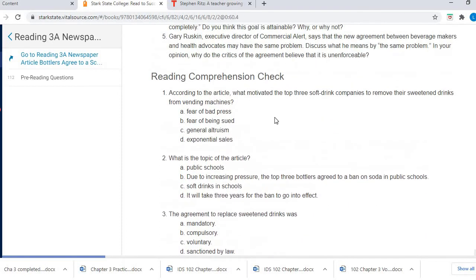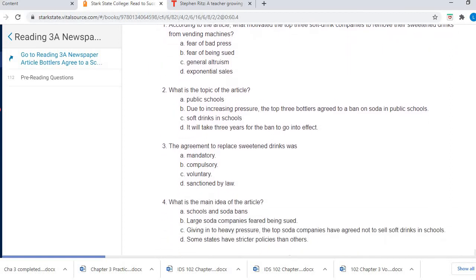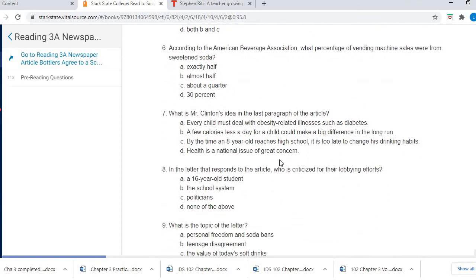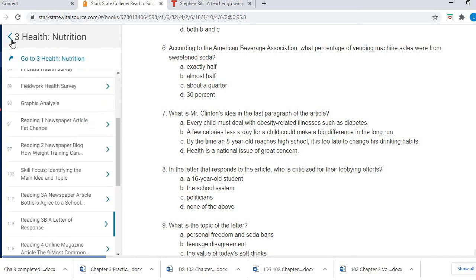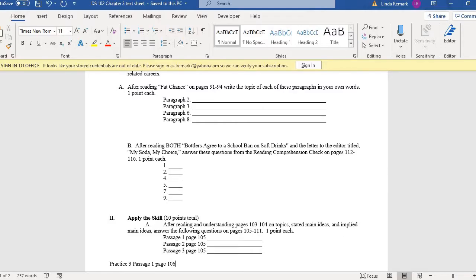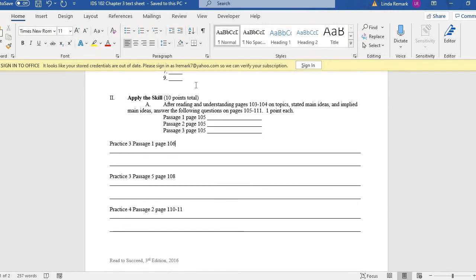It says, up here, according to the article, which would be the first one, Butler's Agree to a School Ban. And then down here, it starts to ask in the letter, what is the topic of the letter? So pay attention when it shifts. Okay, so pay attention to the fact that it shifts. Again, number 7 is still the article, and then all of a sudden it shifts to the letter. So you want to read those 2 and then answer those questions. Okay, next is Part Roman numeral 2. So again, if I'm kind of referring back here, you're answering those questions there. And then we're going down to Roman numeral 2, part A.